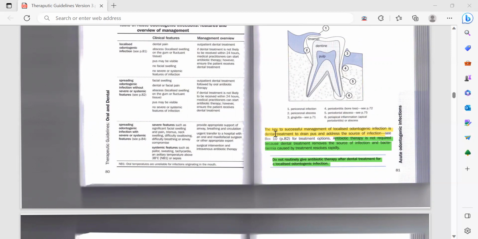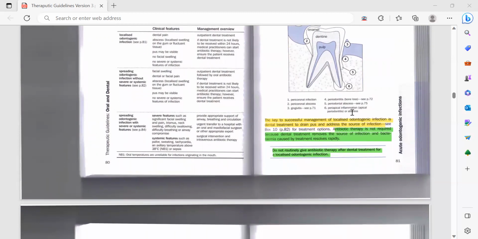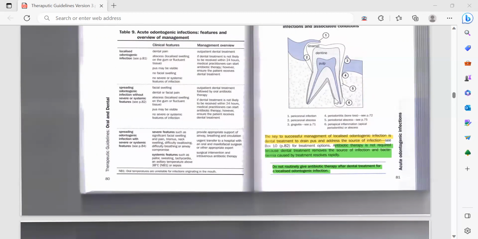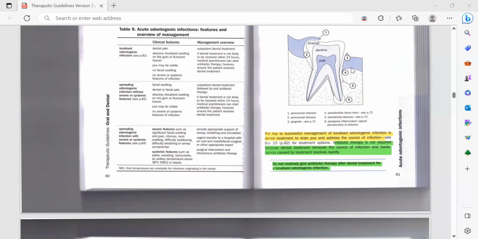of infection. So what is the best treatment for the localized infection? It is the dental treatment, in which you would need to drain the pus and address the source of infection. Why is this infection occurring in the patient? For example, if it is periapical abscess, you need to clean the pulp and start the endodontic treatment, or need to take the tooth out.